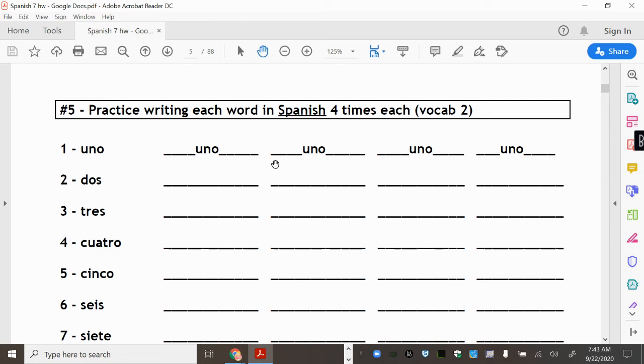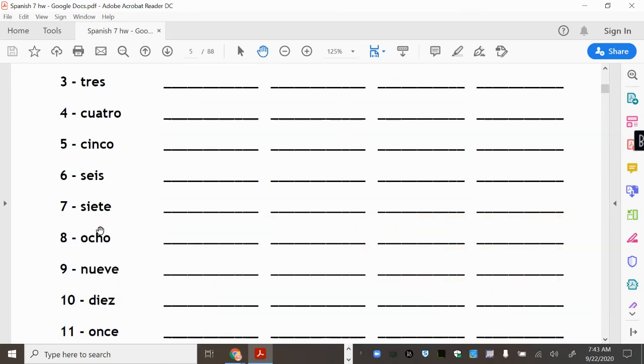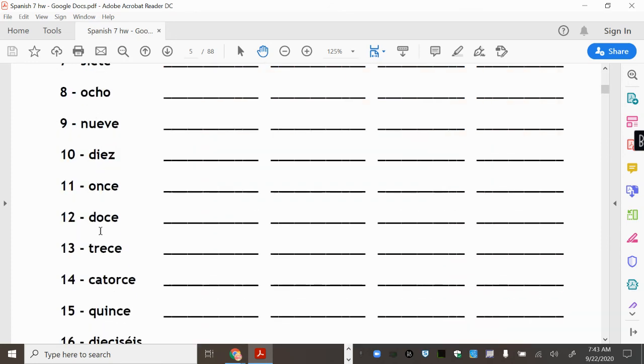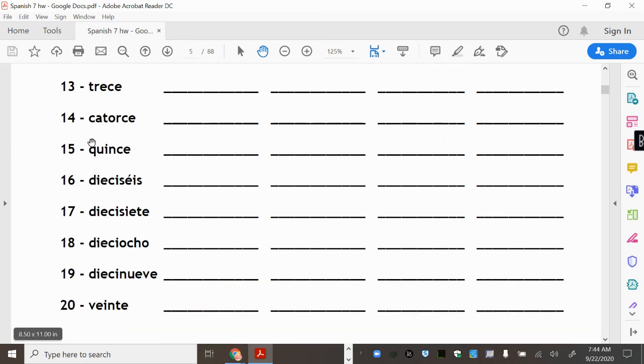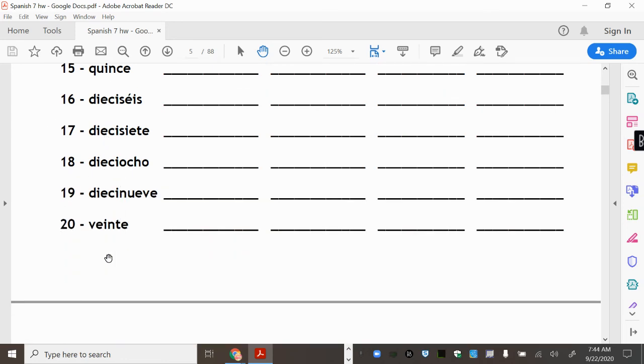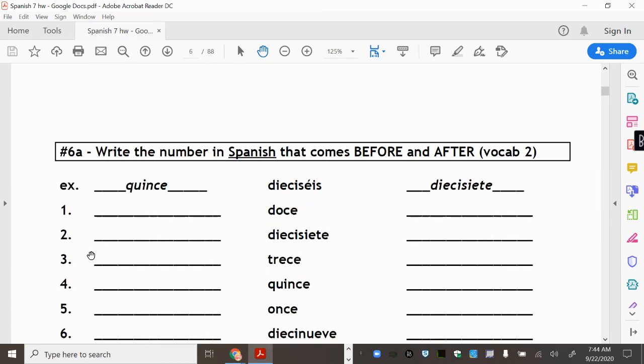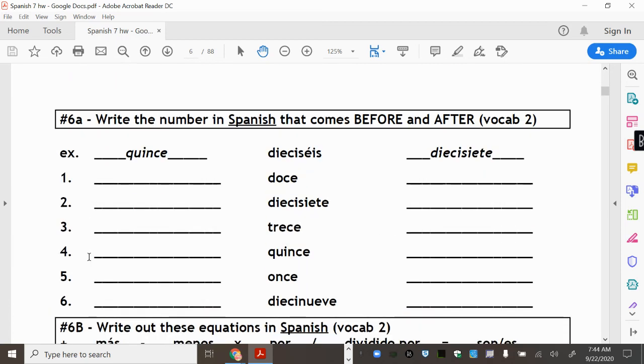So again, dos, tres. We're just writing with our own hand, practicing the spelling, okay? And it goes all the way up to 20, all right? So take a look at these, make sure you spell them right. And one last side is part 6A and 6B, which is similar to another page we did.